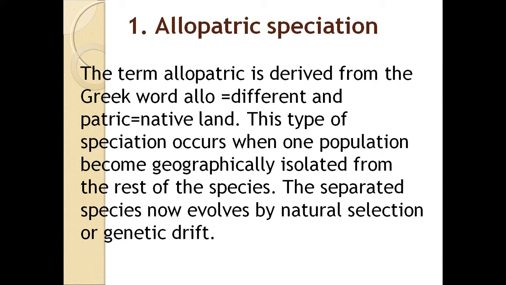In allopatric speciation, the term allo here means different, different land. This type of speciation will occur when one population becomes separated from the rest of the population. Isolation of the population is taking place here.